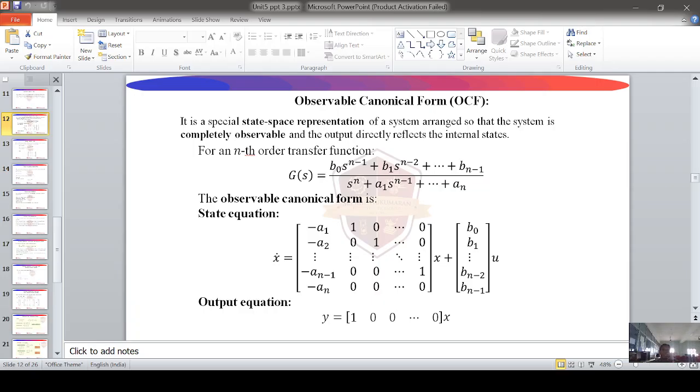It is a special state space representation of a system arranged so that the system is completely observable and the output directly reflects the internal states. Here, for an nth order transfer function, the observable canonical form gives the state equation and output equation for this transfer function.